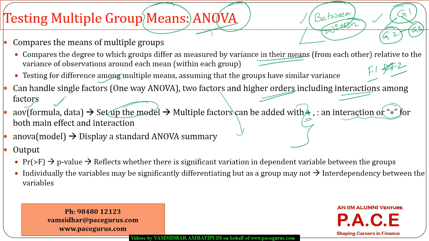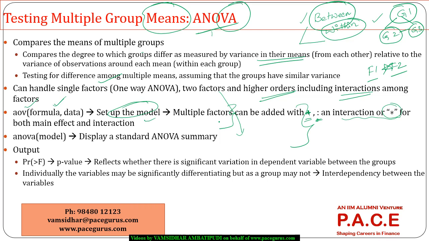And if I want, sorry, for an interaction, I'll be using a colon. And if I'm looking at both main effect as well as the interaction effect between the variables, then I'll be using a star. So this aov is what will set up the model. And regarding the analysis or the summary of the model, I'll use a function called anova and the model name that I'm giving. So a standard ANOVA summary comes out, which I should be comfortable interpreting.